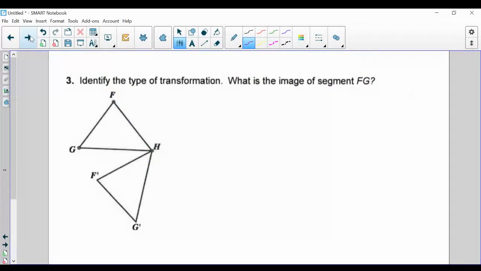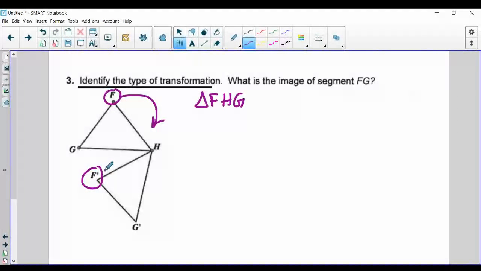On number 3, here's a question where it says specifically identify the type of transformation. And it looks like it's a rotation. If you notice the order of the letters as you go from starting with F going in a clockwise direction, it reads as F, H, and then G. And if you start off with F prime and also go in a clockwise direction, it goes F prime, H, and then G prime. If you notice there's no H prime because H and H prime happen to be the same point.